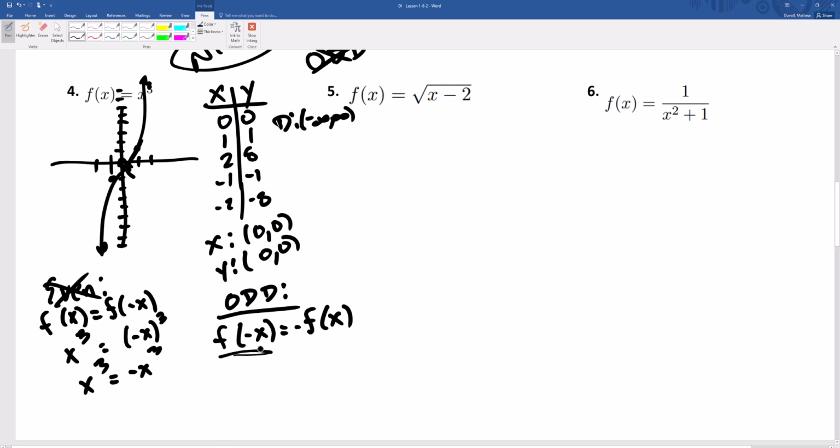So your function with a negative plugged in, does that equal a negative times your function? Negative times a negative times a negative is equal? Yes. So therefore, it's odd.